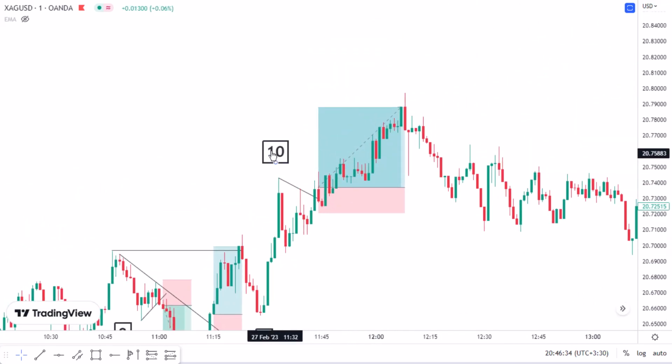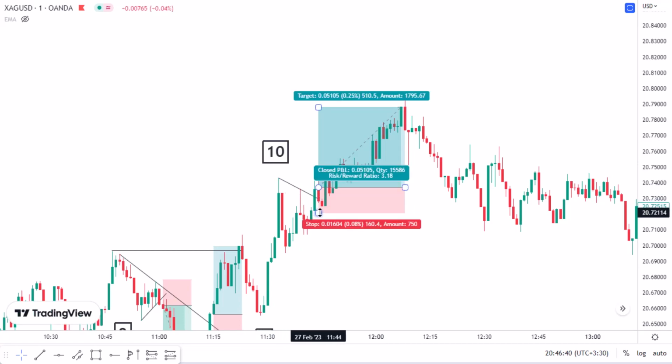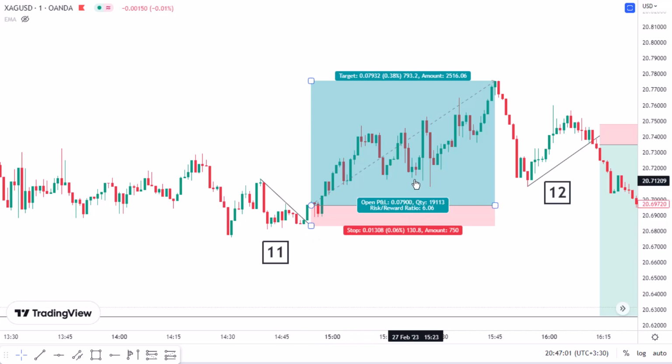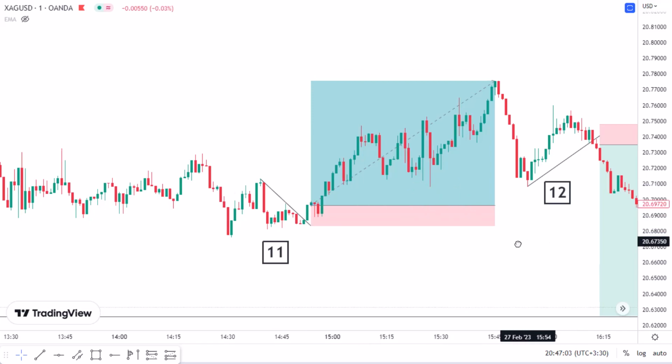On the trade 10, we have a trend line here with one touch, two touches. On the third time it breaks it here, we put our stop loss below that, and it gives us a reward of 3. On the trade 11, we have a trend line with one touch, two touches. On the three touches here, on the fourth time it breaks it, we enter the buy position, put our stop loss somewhere safe, and it gives us a reward of 6.